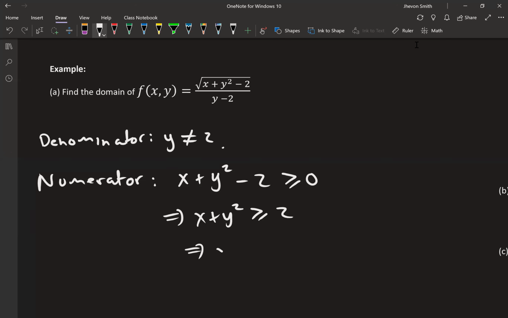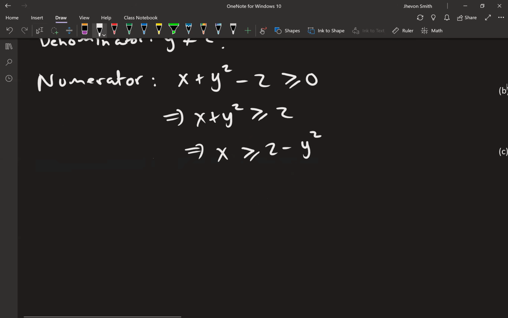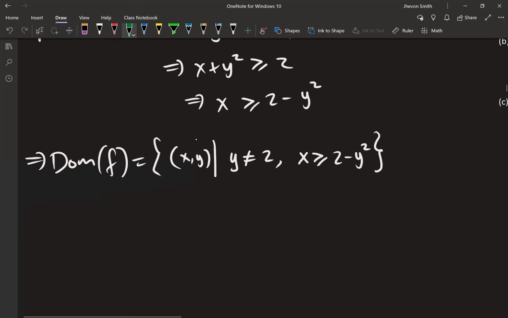Now, this of course means x must be greater than or equal to 2 minus y squared. This is going to come in handy when we want to visualize it, because now we can see that it's kind of like a quadratic. So I would say here, the domain of f is the set of (x, y) such that y cannot be 2, as well as x must be greater than or equal to 2 minus y squared. That would be the domain.